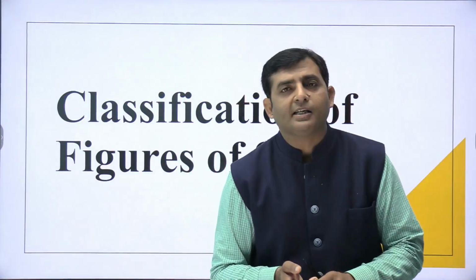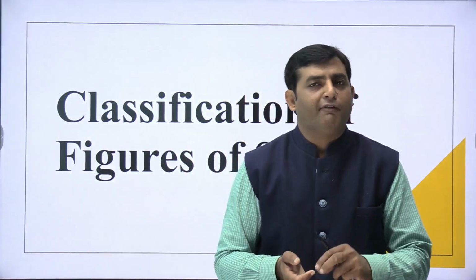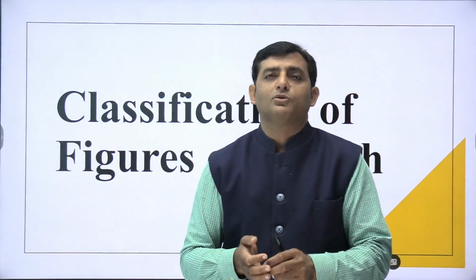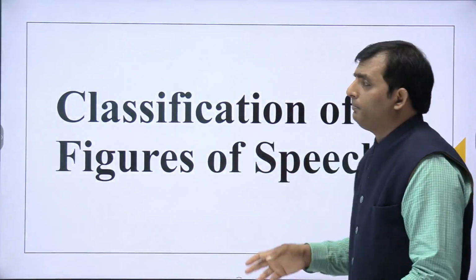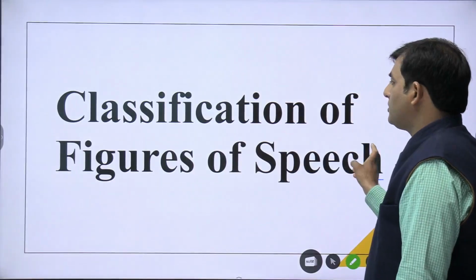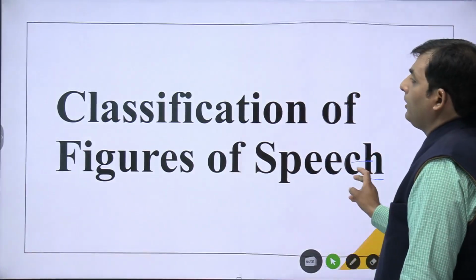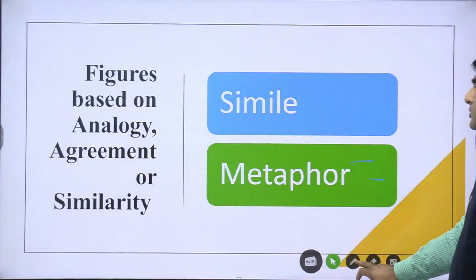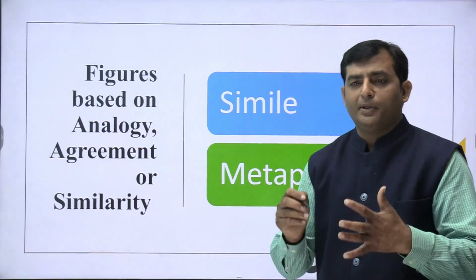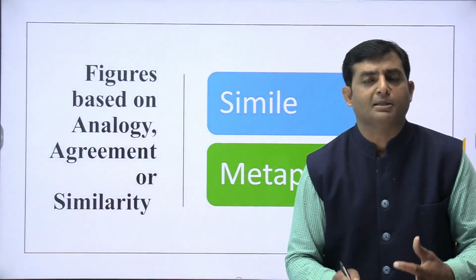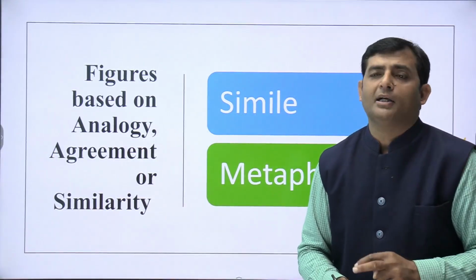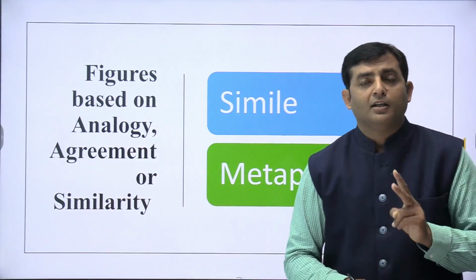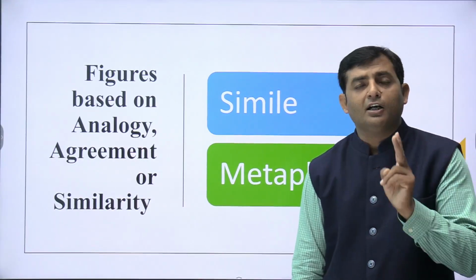जो similarity की बात करते हैं, then there are some जो difference की बात करते हैं, then there are some जो टोन की बात करते हैं, इंटोनेशन की बात करते हैं, प्रोनाउंसिएशन की बात करते हैं. तो on the basis of these you can divide the figures of speech into several parts. For example, first division is the figure of speech based on analogy, based on agreement, or based on similarity, and simile and metaphor. These two figures of speech are based on analogy.